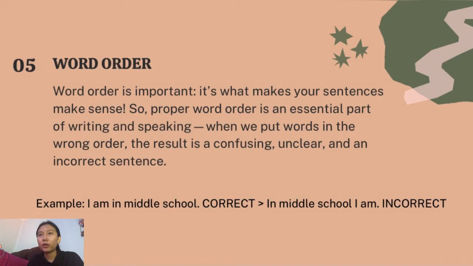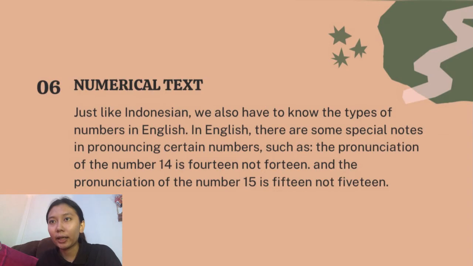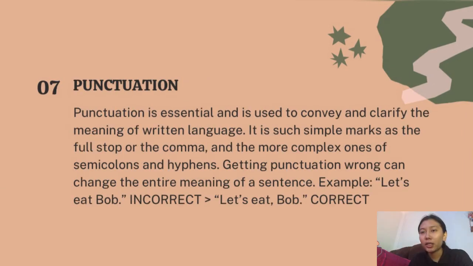Next is word order. The example is, I am in middle school is correct, and in middle school I am is incorrect. And next, numerical text. The pronunciation of the number 14 is fourteen, not one-four, and the pronunciation of the number 15 is fifteen, not one-five. And next, punctuation. The example is, let's eat, Bob is incorrect; let's eat Bob is correct.